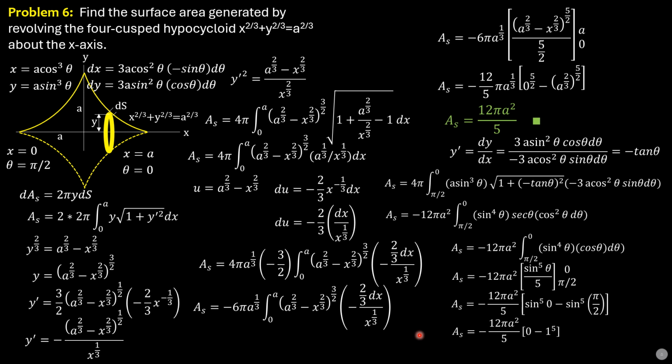So that's area S, 12 pi a square over 5. So that's it for this problem.